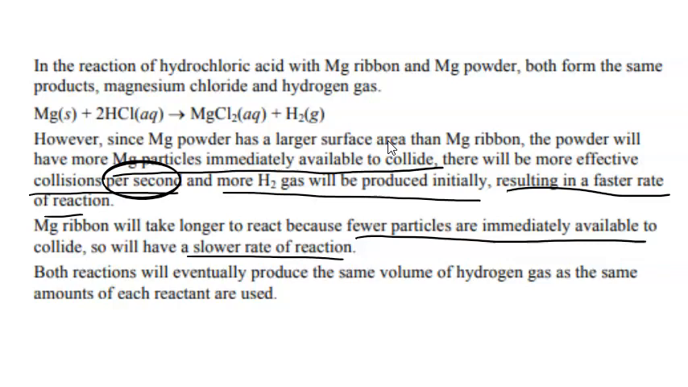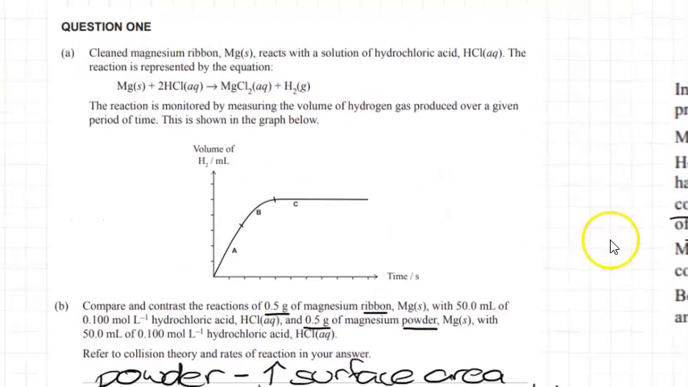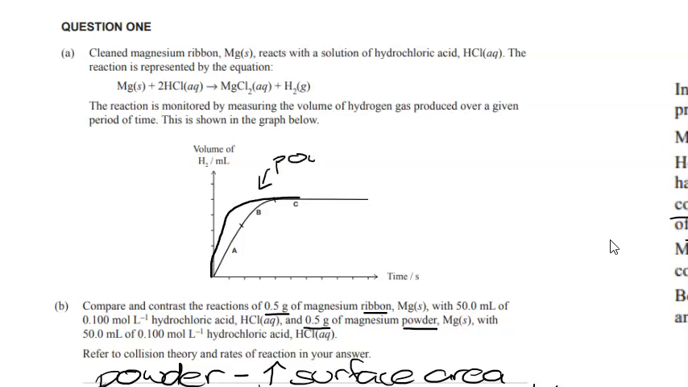Both reactions will eventually produce the same volume of hydrogen gas as the same amounts of each reactant are used. So if we were to show this on this graph here, if this was the powder, this is a terrible line here, but we're going to go faster. The rate of reaction is faster initially, but then it'll peter out to the same point. This is supposed to be at the same point because we can't actually react any more magnesium.